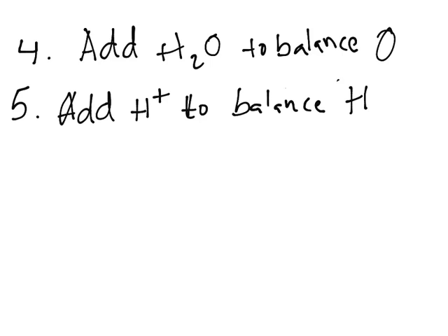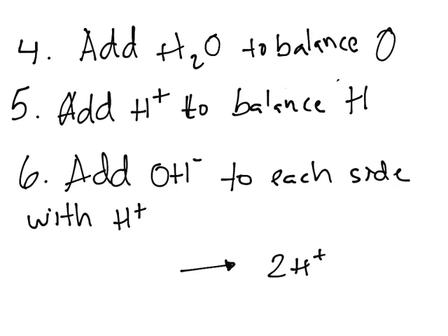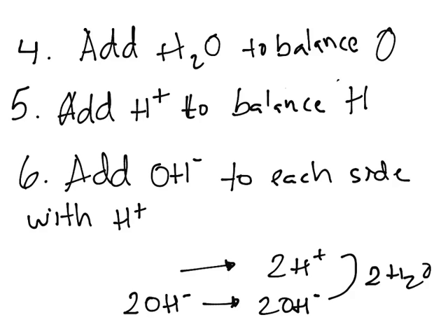And now we get into the base part. If you have a base, you'll want to have a sixth step. You'll want to add the hydroxide ion. So you'll add hydroxide to each side that had a hydrogen ion added. So if you added two hydrogen ions to the product side, you'll want to add 2 hydroxide ions on the reactant side and 2 on the product side. And when you do this, this will combine and form water. But you'll see that in the practice problem.